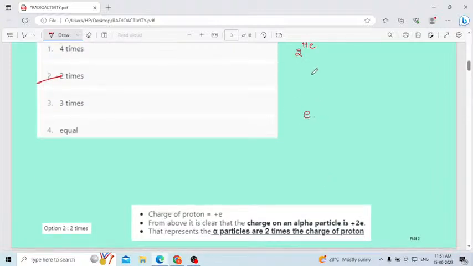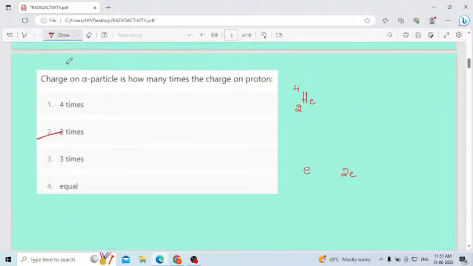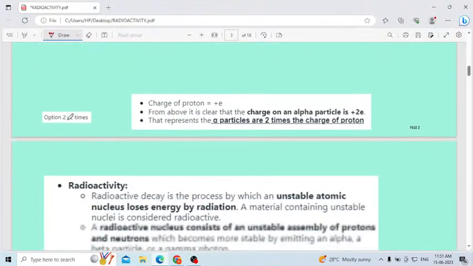Then charge of alpha particles, its atomic number is 2. Therefore, 2E is nothing but 2 times. Therefore, the correct answer for this question: charge on alpha particles is how many times the charge of a proton? Charge of a proton is E, then charge of alpha particle is 2E, because its atomic number is 2. Therefore, option 2 is the correct answer.